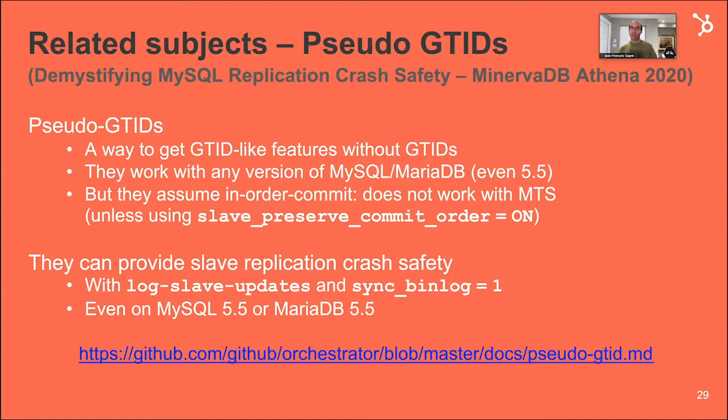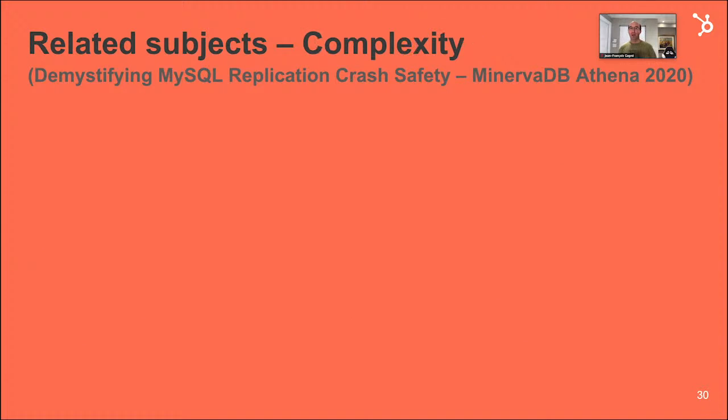And you can get replication crash safety with pseudo GTID if you're always syncing your binary logs and if you do in order commit. So it's good to know you can use this. So, about complexity.